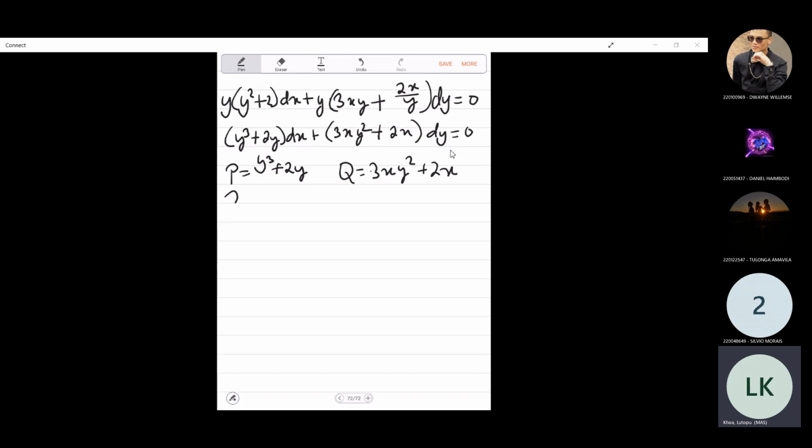And dp/dy, this is 3y squared plus 2. And dq/dx, this is 3y squared plus 2. So these two are equal. So now our differential equation is exact. And then we choose which one to integrate. So I think integrating this with respect to x is easier than that one with respect to y.